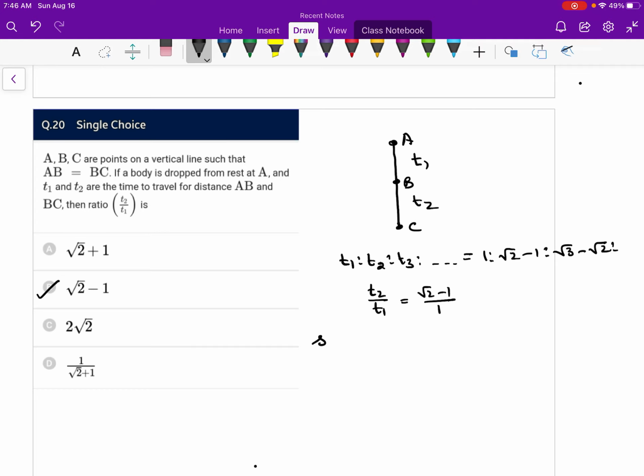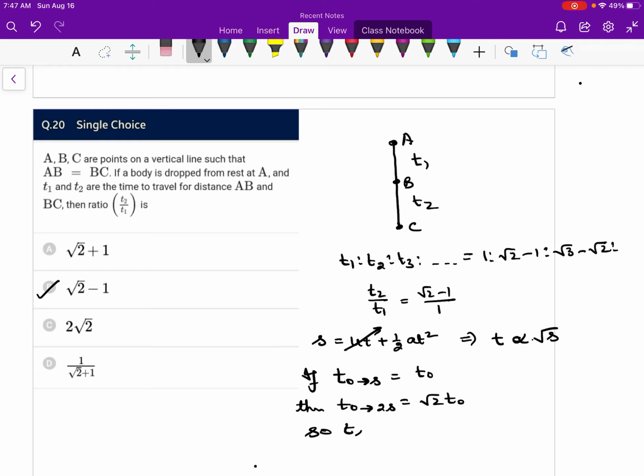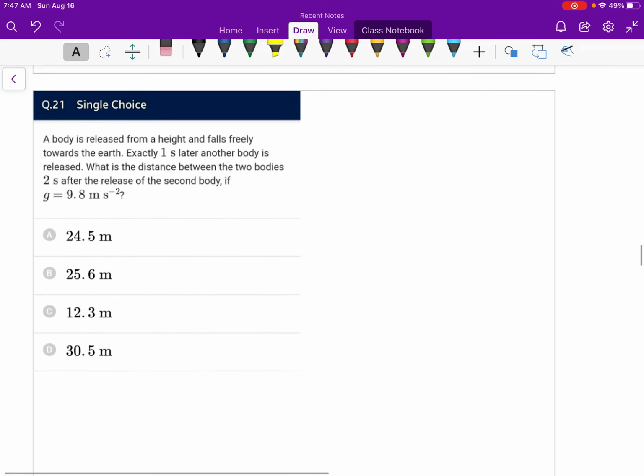And if you want to derive it, see S is ut plus half at square, u is 0. So t is proportional to root s. So if t for 0 to s is t naught, then t for 0 to 2s is root 2 t naught. So t for s to 2s is root 2 minus 1 t naught. So the ratio is root 2 minus 1 upon 1. So B is the correct option.